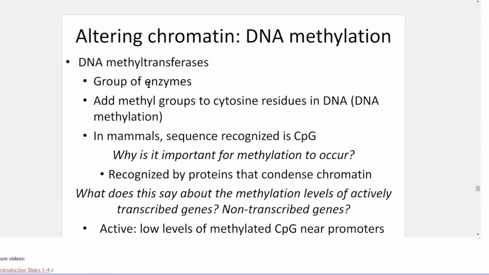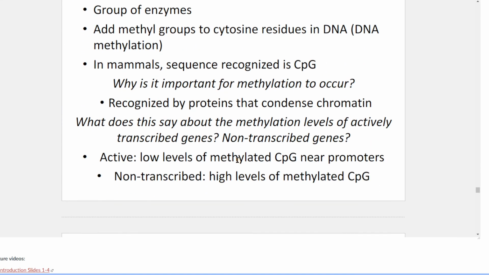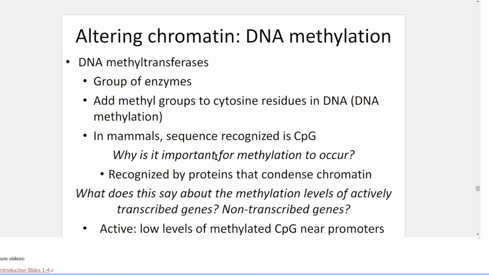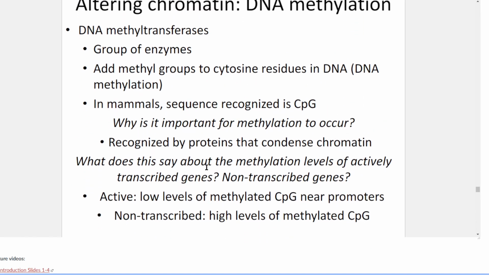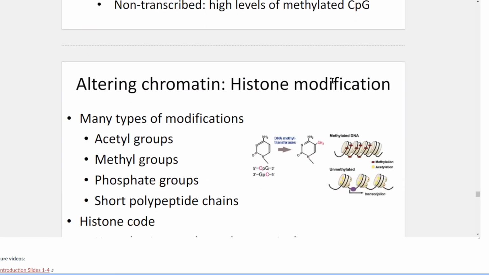DNA methyltransferase groups of enzymes add methyl groups. So methyltransferase adds methyl to cytosine. So if you have high levels of methylation, that means it's not going to be transcribable. Okay, that's cool. So histone modification is you got acetyl group, methyl group, phosphate groups, and short peptide chains.